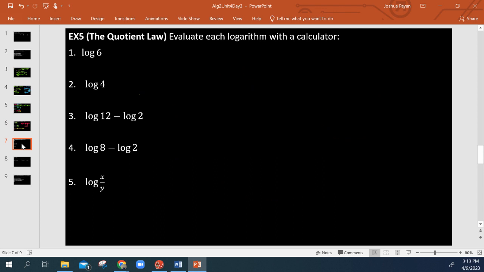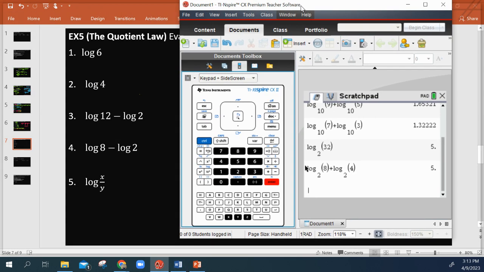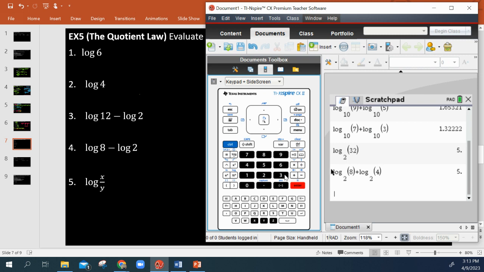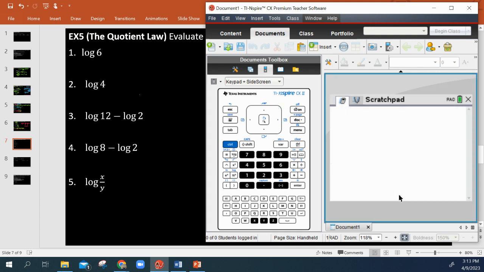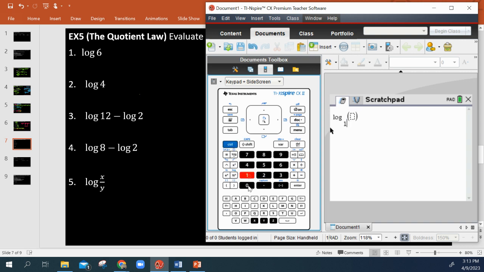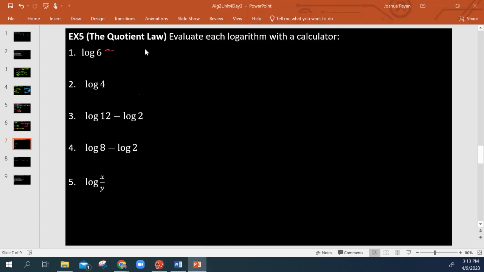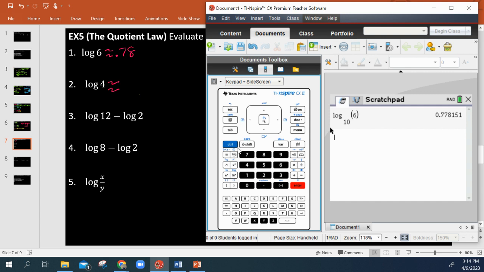Okay, so this one is very, very similar to what we saw with the product law, except of course we're talking about quotients. So, give myself some room here. Okay, so we're looking at log of 6. So log base 10 of 6. We get about 0.78. And then log base 10 of 4. We get about 0.6.